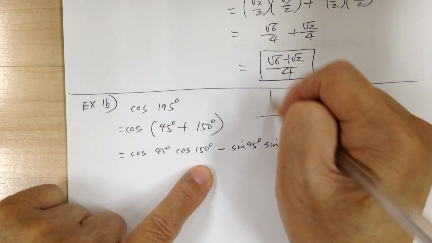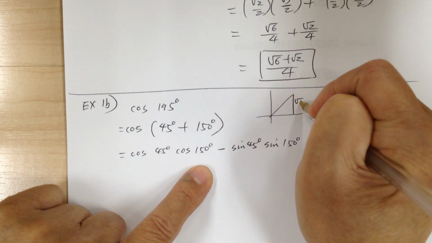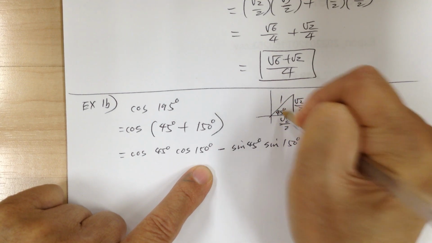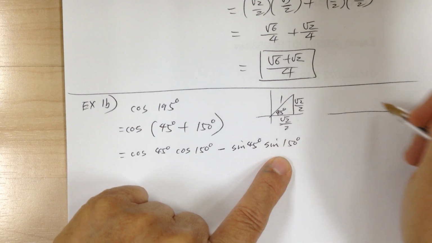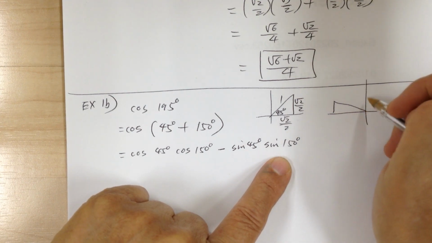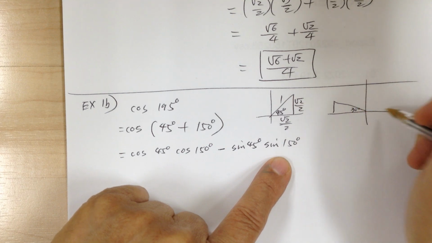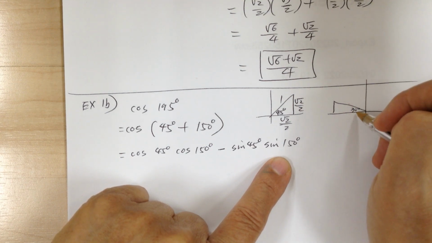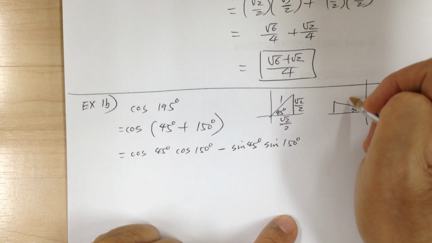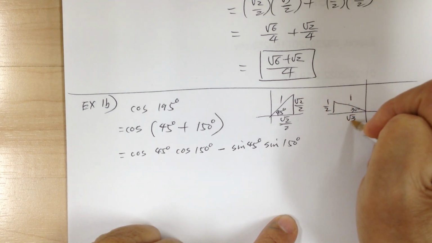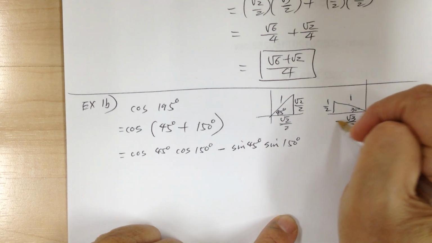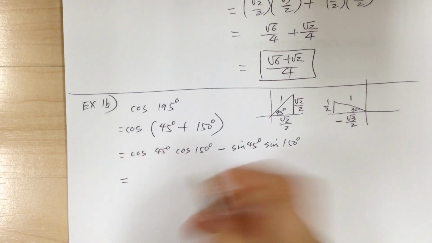The 45 would be over here again, square root of 2 over 2, square root of 2 over 2. This is for the 45 degrees. Now the 150 is going to be right over here. So the theta is 150, so your alpha is 30. This would be 1/2, square root of 3 over 2. First get the length, then you have to get the correct sign. This is negative. Now you have to substitute.